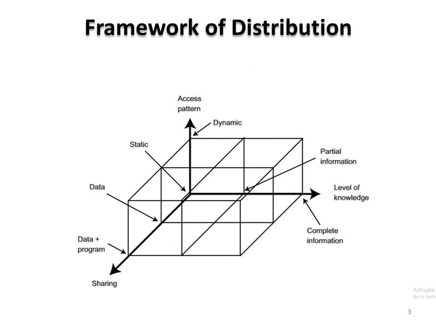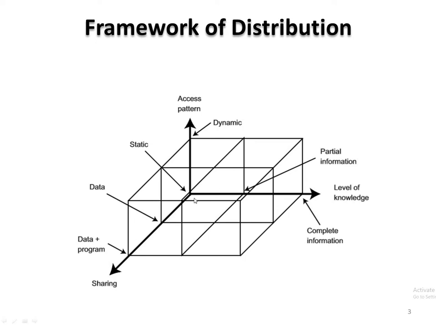So this is the framework of distribution. Along the x-axis there is level of knowledge, along the y-axis there is the access pattern, and along this axis is sharing. So this framework consists of access pattern, sharing and level of knowledge. Based on this framework of distribution, the distributed database design is formed. The organization of this distributed system can be explained with these three dimensions: level of knowledge, then level of sharing, and behavior of access pattern.